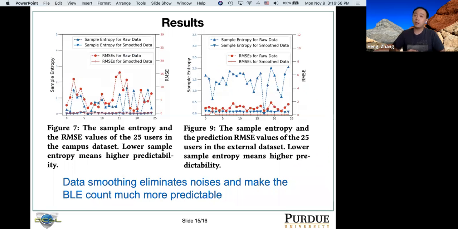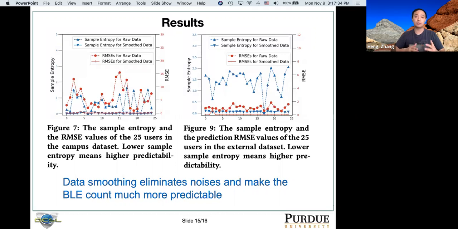Another measurement is the sample entropy. The left one is the 25 users in our campus data, and the right figure is the 25 employees in the shopping mall data set. In each of the plots, we show the sample entropy for the raw as well as the smooth data. And we also show the root mean square error for the raw and the smooth data. Essentially, for both the entropy and the root mean square error, regardless of what data set we're talking about, the value goes down with the smooth data.